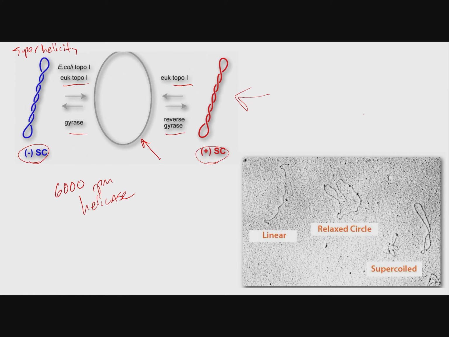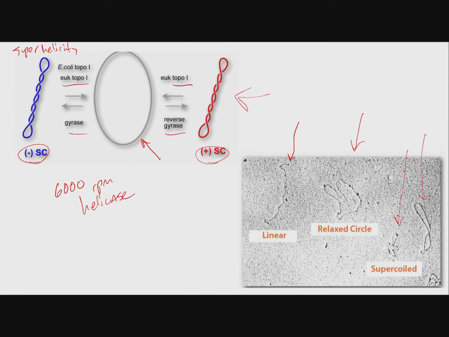Gyrases, reverse gyrases, are also proteins that will twist or turn DNA. Here you can see electron micrograph images of some DNA, probably from a cell. I don't know if these are all within the same cell or different times of that DNA, but you can see the relaxed circle, you can see a linear portion, you can see some very supercoiled portions.